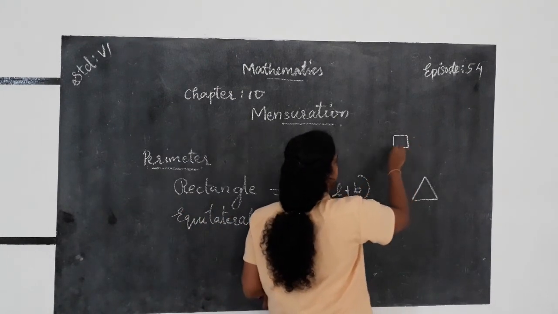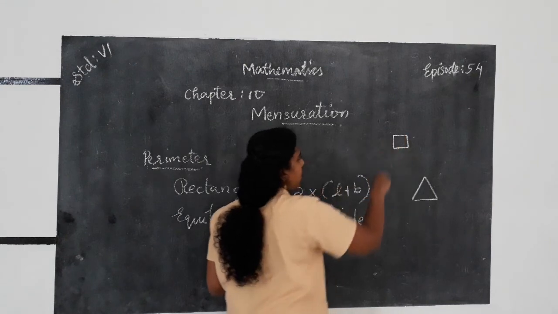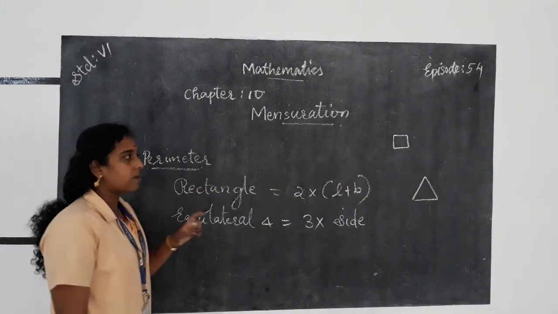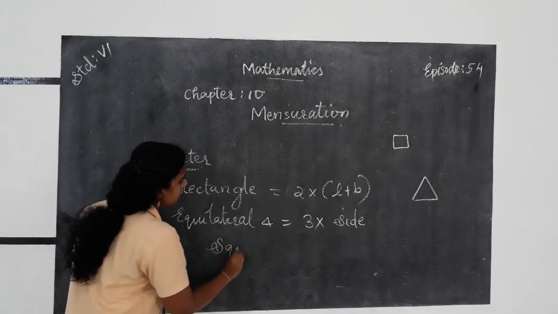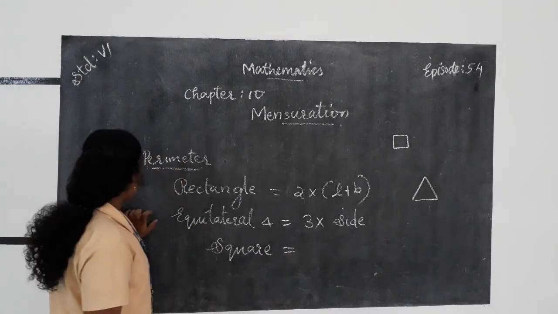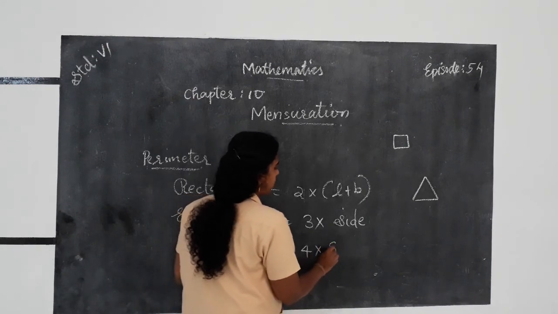Then we consider a square. A square is also a regular shape. The square has 4 sides and all the sides are of equal length. So it's a regular shape. To find the perimeter of a square, the equation is number of sides into length of one side. In a square, there are 4 sides, so 4 into length of one side.